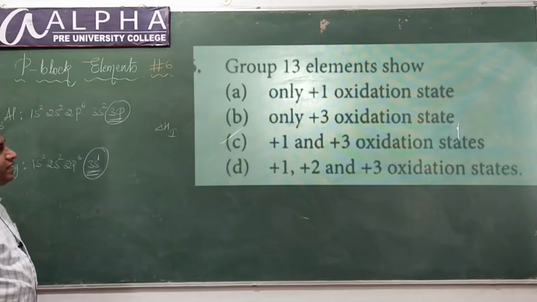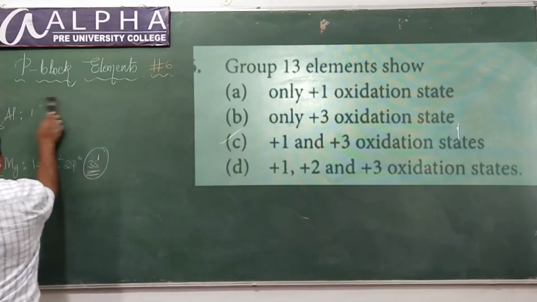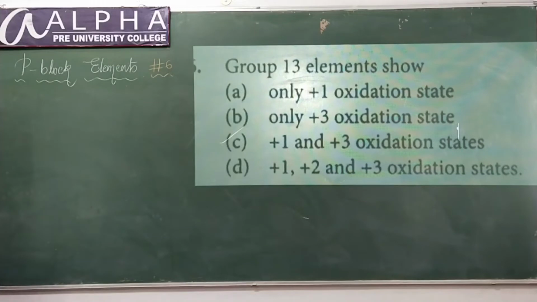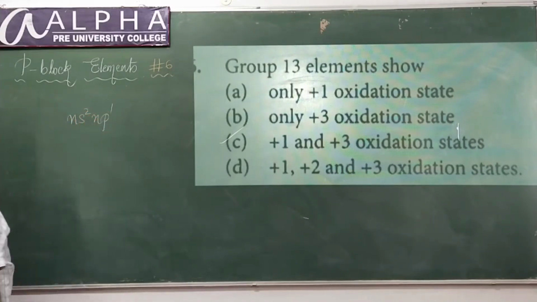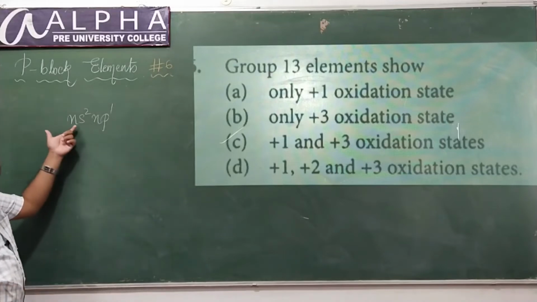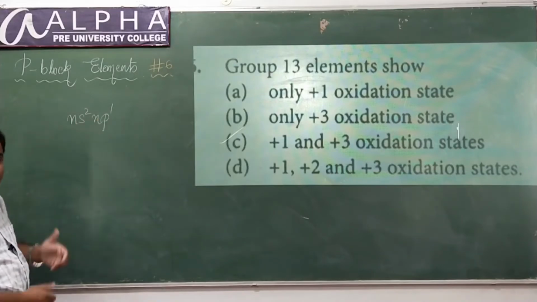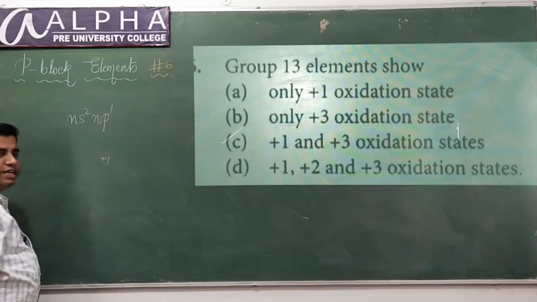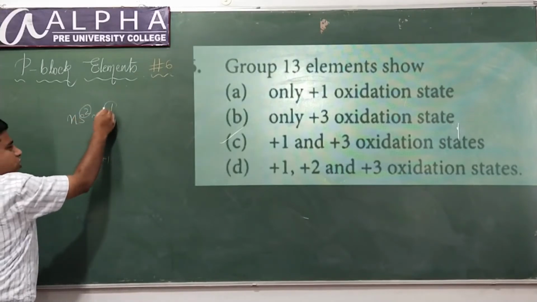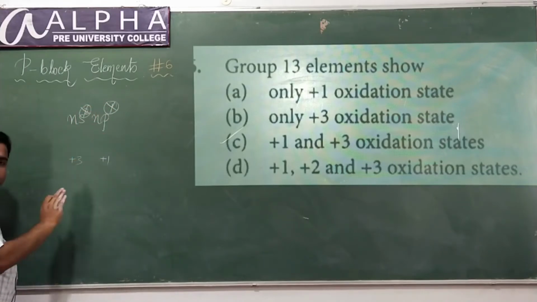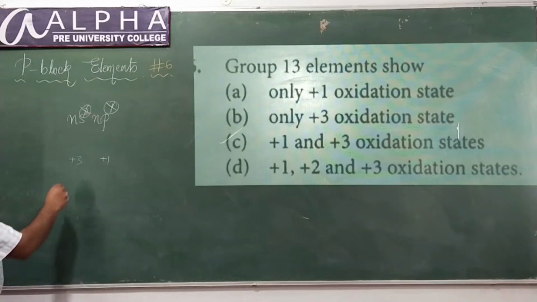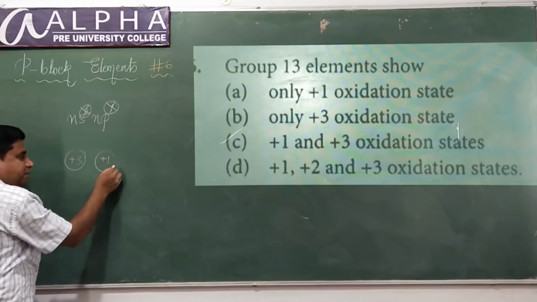Group 13 elements show, I told you, what is the general outer electronic configuration of group 13 elements? It is ns2 np1, isn't it? The general outer electronic configuration of group 13 elements is ns2 np1, correct? So they can lose the outermost p electron and exhibit the +1 oxidation state, or else they can lose all the 3 electrons and exhibit the +3 oxidation state. Therefore group 13 elements will exhibit +3 oxidation state and +1 oxidation state.